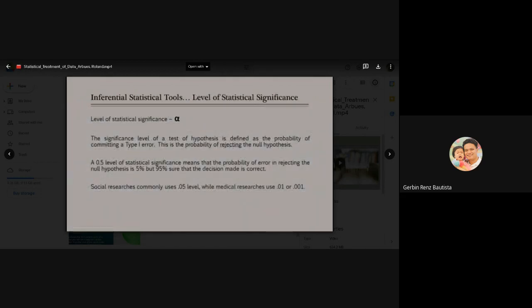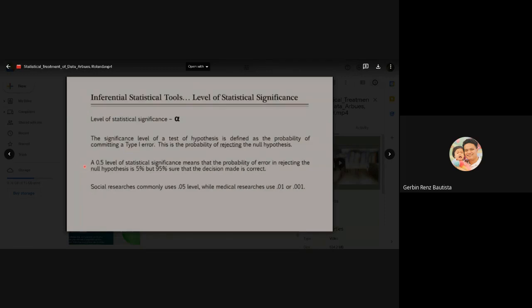In making conclusions from statistical analysis, there is a need to select the level of statistical significance, which is denoted by the Greek letter alpha. The significance level of a test of hypothesis is defined as the probability of committing a type 1 error. This is the probability of rejecting the null hypothesis. The 0.05 level of statistical significance means that the probability of error in rejecting the null hypothesis is 5%, but 95% sure that the decision made is correct.